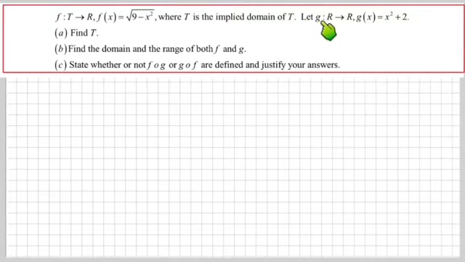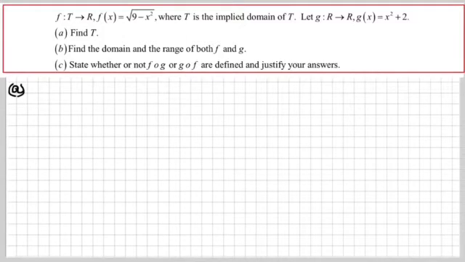Let g, on the other hand, where R maps to R, where g of x is x squared plus 2, that's a quadratic, we know that, don't we? We have to find T. We have to find the domain and the range of f and g, and thirdly, we have to state whether or not fog or gof, as I call them, are defined, and we have to justify our answers. Alright, you ready to go?